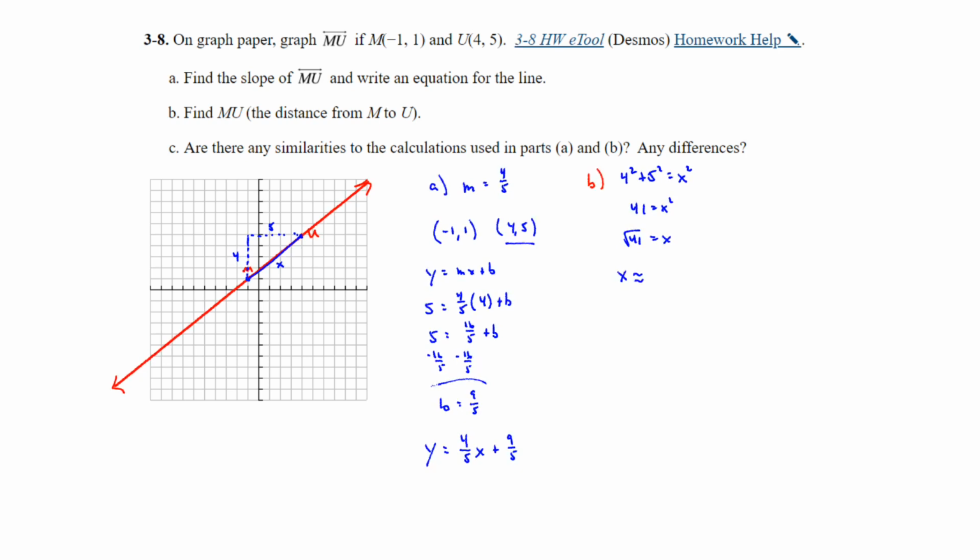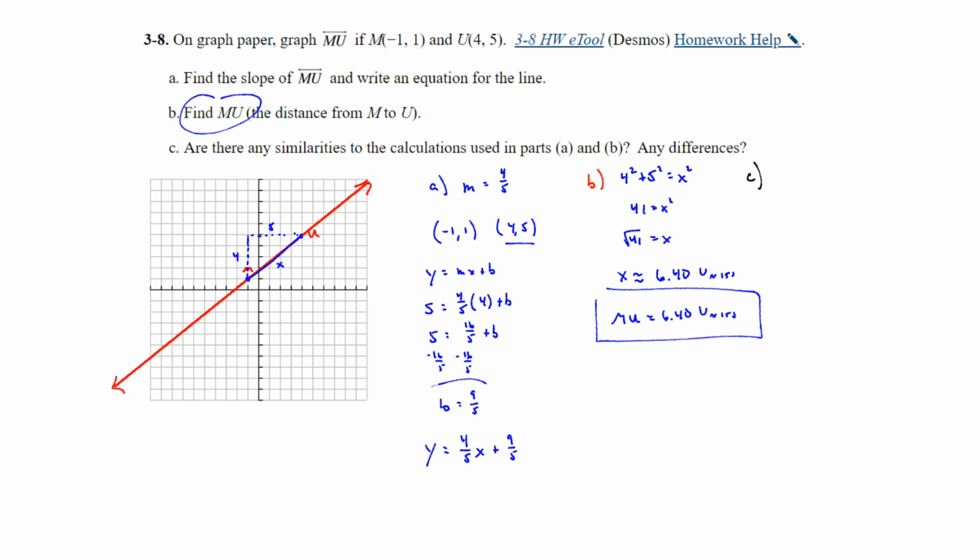So x is approximately 6.40 units. And since it asked to find mu, I should write it that way. Mu is equal to 6.40 units. Alright, now on to part C.